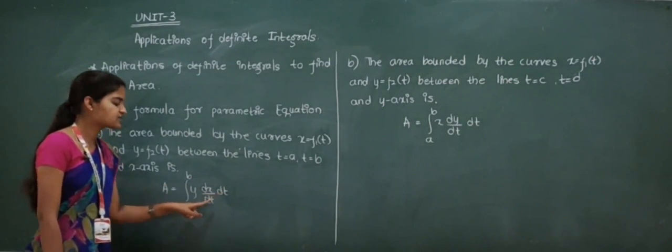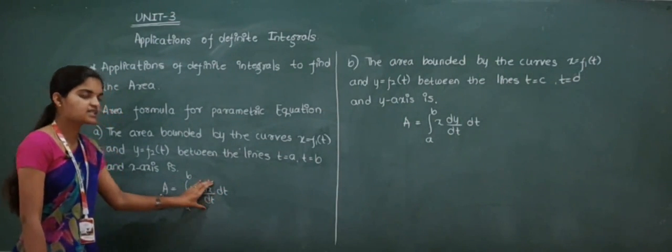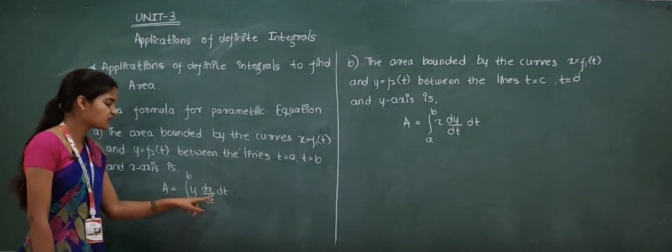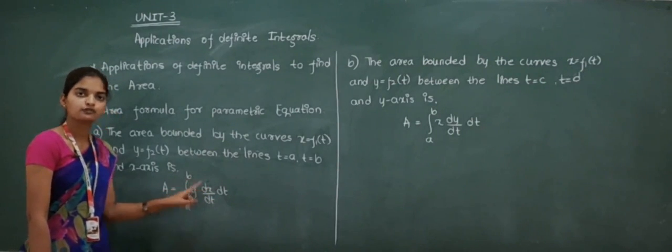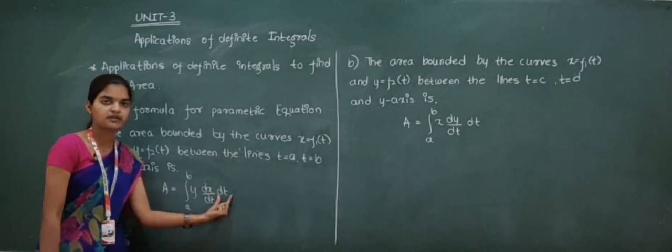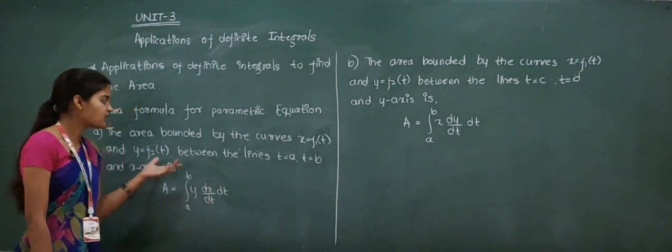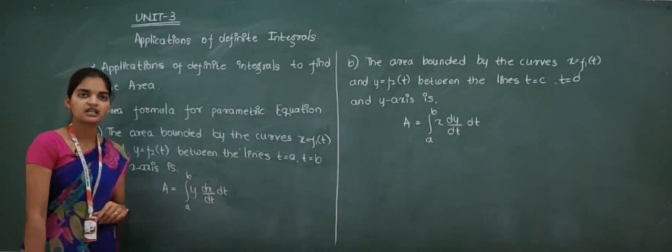Here don't cancel this dt and dt. Why? Because this is x differentiation with respect to t and this value we have to substitute in the formula, and again integration is with respect to dt. So this is the first formula for parametric equation.